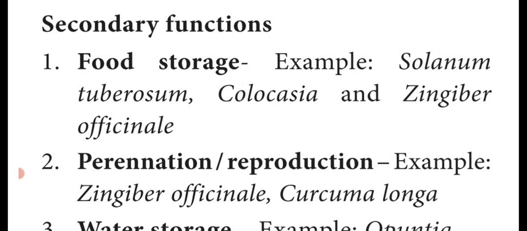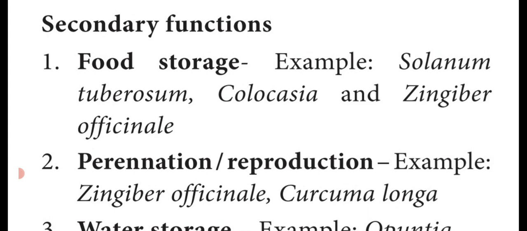What is a stem modification? A stem portion which is storing the food material, and the shape of the stem is modified into an oval shape, that is potato. That type of stem function is known as food storage. The example is given here. Solanum tuberosum is the binomial name of potato.